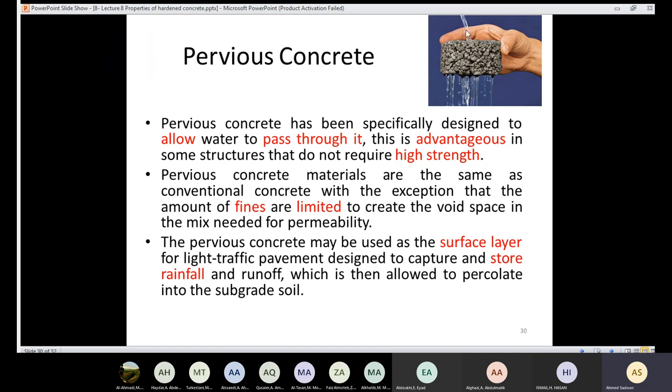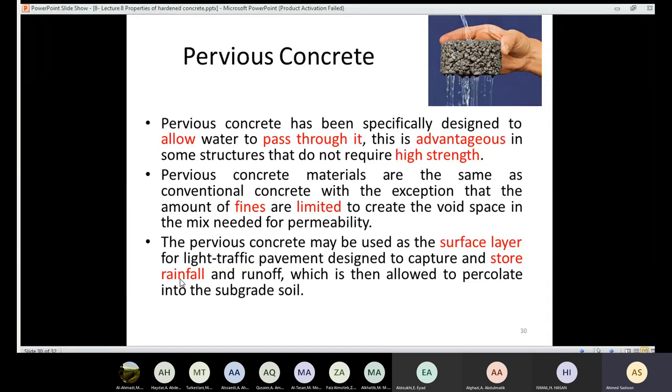Because if you have a lot of voids here that allow the water to pass through the concrete, you know that the compressive strength is going to be lower. And pervious concrete materials are the same as conventional concrete, with the exception that the amount of fines is limited. So the amount of fines here should be limited, because we know that the fines are going to fill the voids. So that is going to create the void space in the mix needed for permeability. Okay, so we are going to reduce the amount of fines so that we are going to increase the permeability.